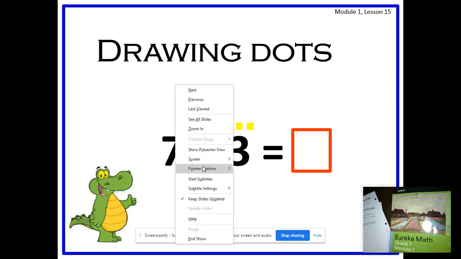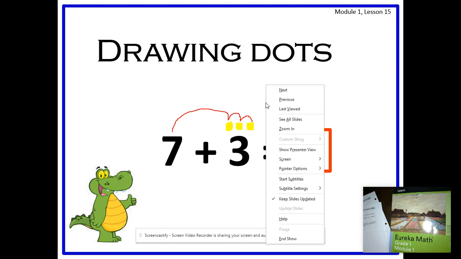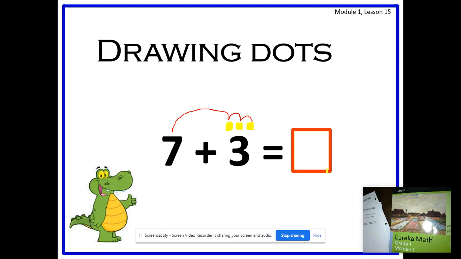Let me change my ink so that you guys are able to see. Ready? So count on from the bigger part. Get ready. 7, 8, 9, 10. So what's 7 plus 3, boys and girls? Get ready. Yes, 10. So we write a 10.